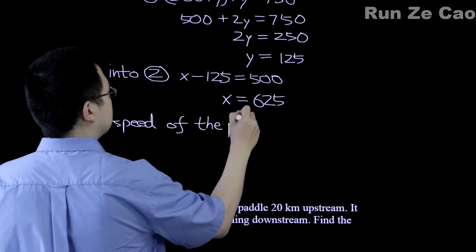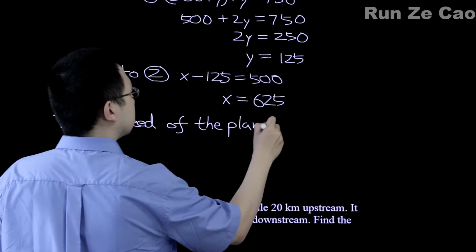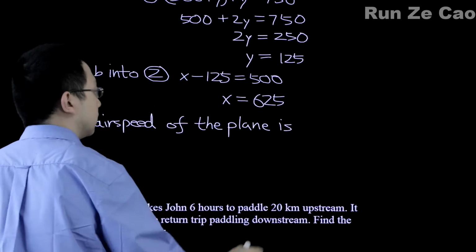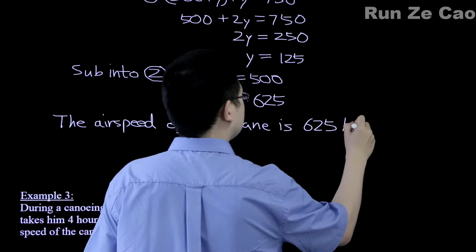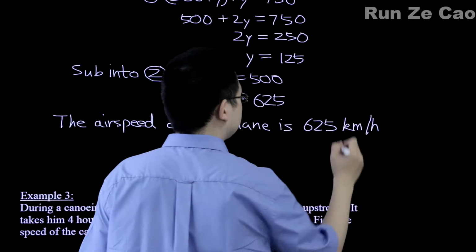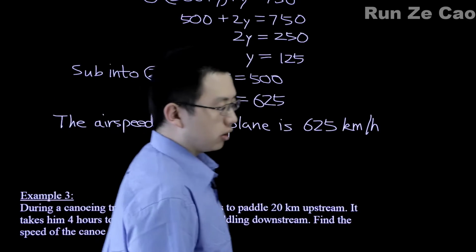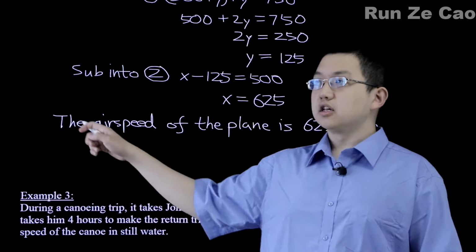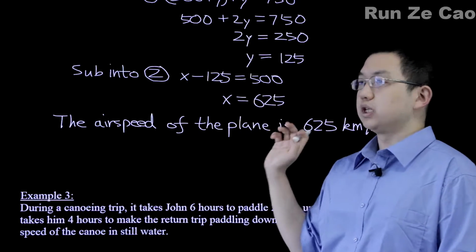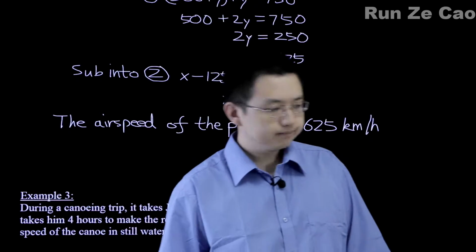The plane is 625 kilometers per hour. Of course, you should make sure that your teacher knows what airspeed actually means. Otherwise, you'll actually have to write the speed of the airplane relative to the wind is instead.